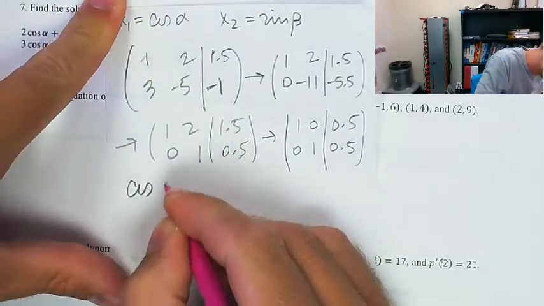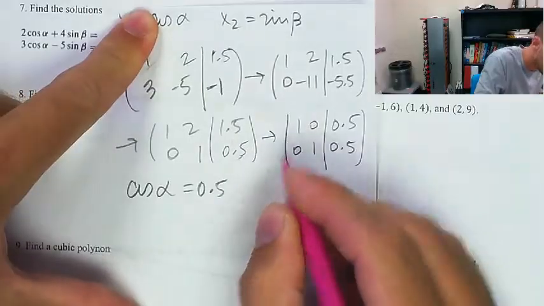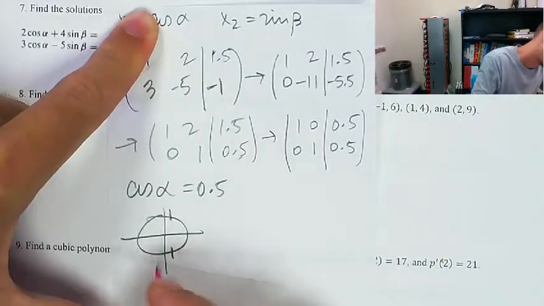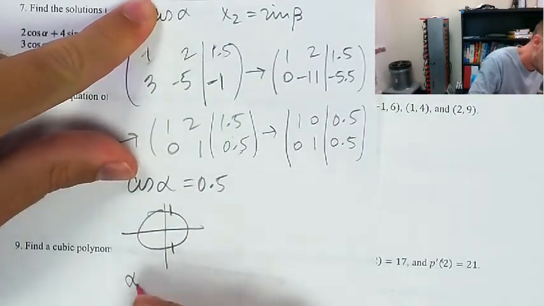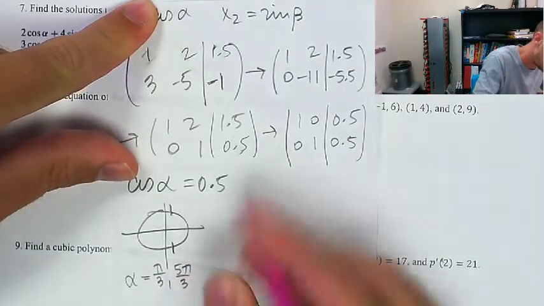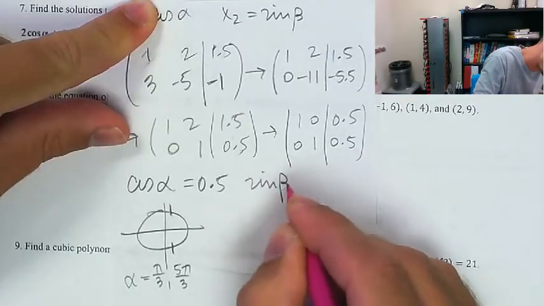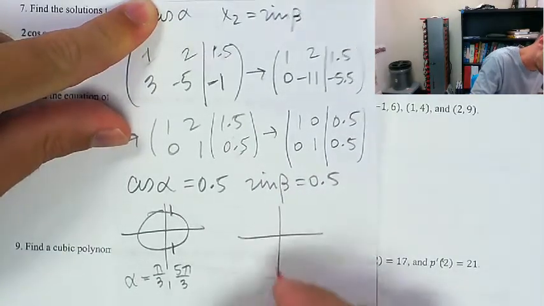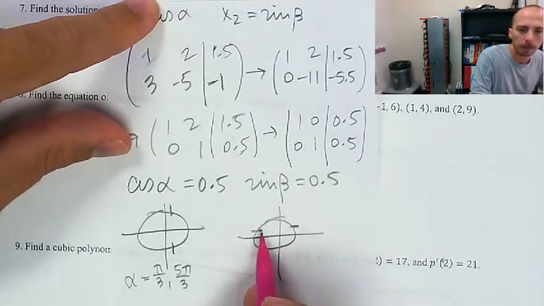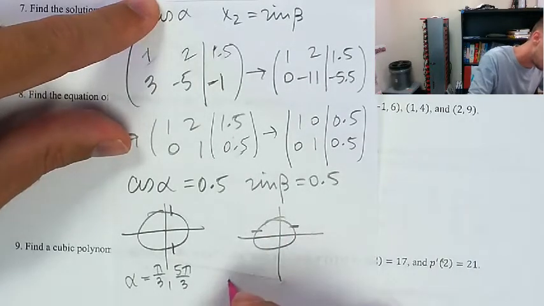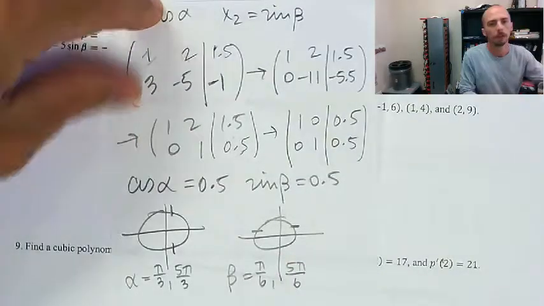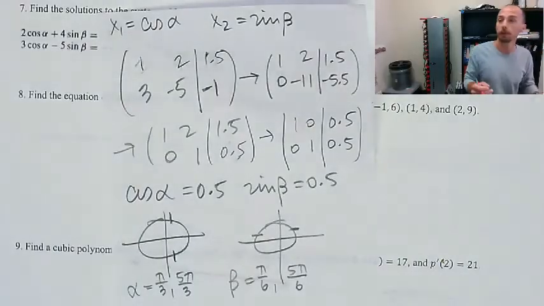So that means that cosine of alpha equals 0.5. That's going to give me alpha equals pi divided by 3, and alpha equals 5 pi divided by 3. And sine of beta equals 0.5, and that's going to be pi over 6 and 5 pi over 6. Those are the solutions to the system on the first time around the unit circle.